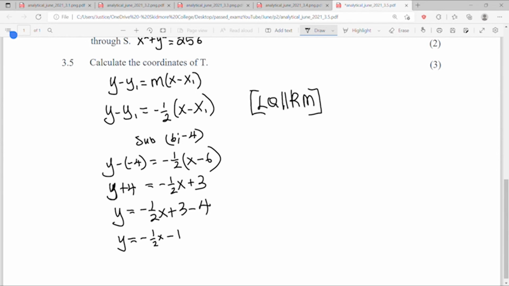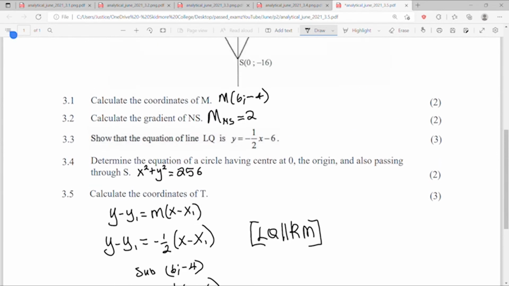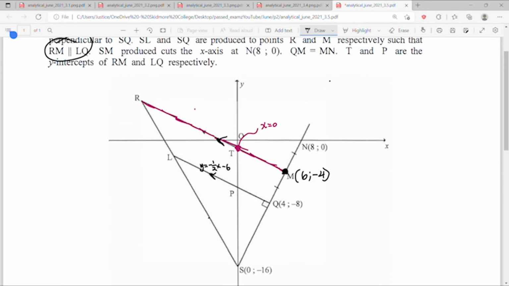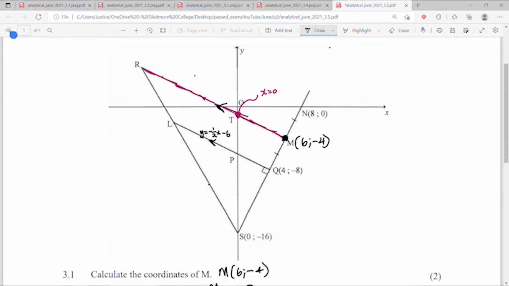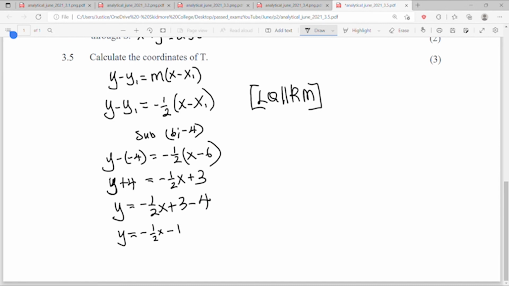They asked us for the T here. They need to know what T is, and we know that T is a y-intercept, so we just have to put x equal to 0. That means y is equal to -1/2 times 0, minus 1, right? And that's going to be y is equal to -1.